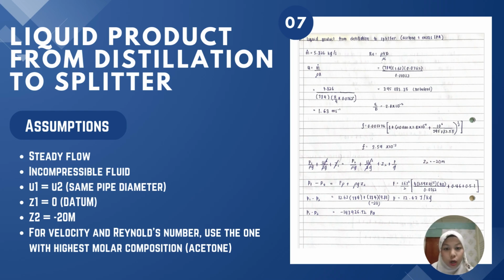So to substitute all the values, first we need to find the friction loss, which we get as 12.62 joule per kg. After we get the friction loss, we just substitute in the formula just now. Then we will get our pressure drop, which is negative 143,926.72 Pascal.